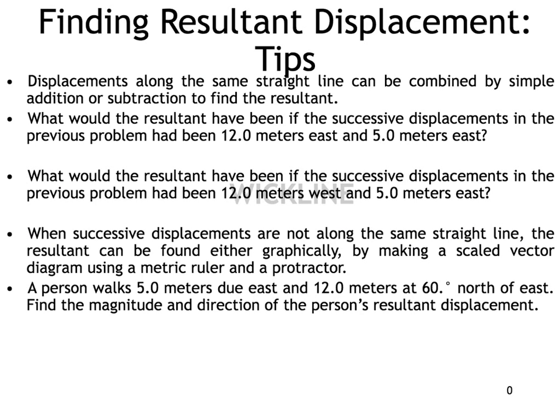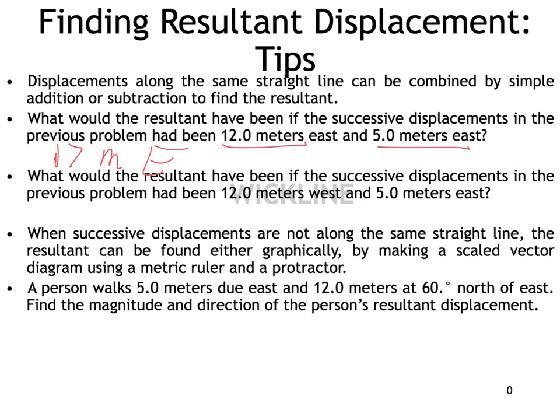So I have some tips and tricks for using these resultants for displacement. If their motion is all in a single straight line, you're in luck because you can do just algebra on it. So let's say that in the previous problem, instead of going 5 meters east and 12 meters north, let's say that the person went 12 meters east and 5 meters east, then the resultant just would have been 17 meters east.